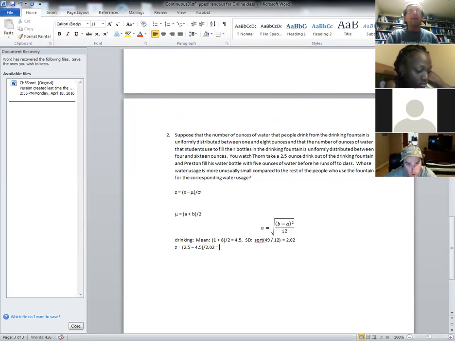And we can put that in our calculator. And we get 2.5 minus 4.5 is about -2, divided by 2.02 is around -1.